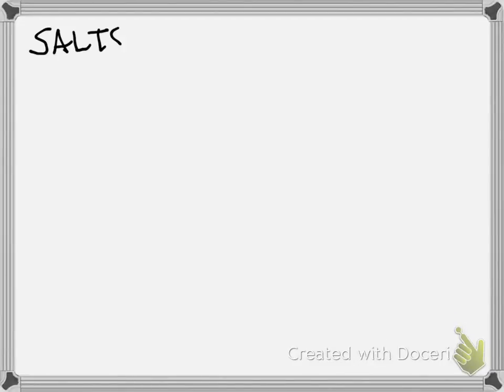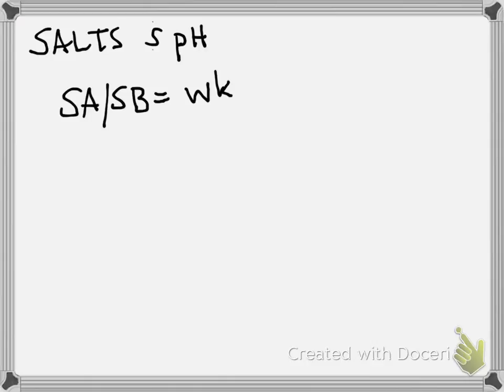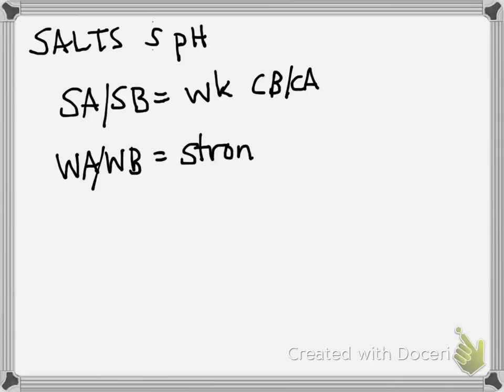Salts and pH. First thing I want you to know is that if you have a strong acid or strong base, the conjugate they make is very weak. It's a weak conjugate base, conjugate acid. If it's a weak acid or weak base, they will have a strong conjugate base, conjugate acid. So they're opposites.